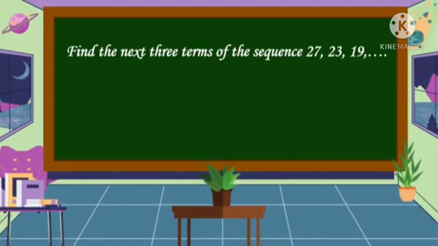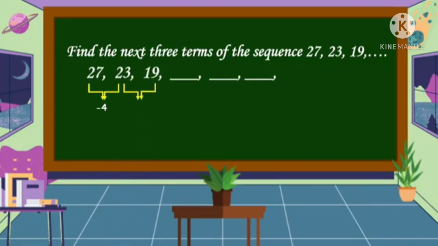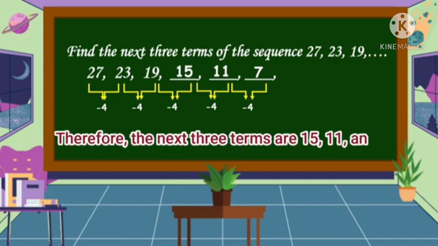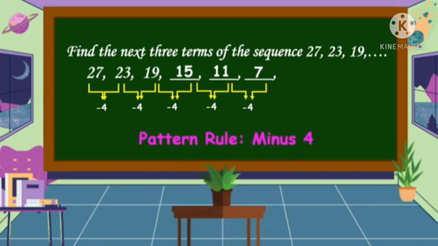Find the next 3 terms of the sequence 27, 23, 19, and so on. So for 27 to 23, the pattern is minus 4. 23 to 19, the pattern is still minus 4. So 19 minus 4, the answer is equal to 15. 15 minus 4, the answer is equal to 11. 11 minus 4 is equal to 7. Therefore, the next 3 terms are 15, 11, and 7. The pattern rule is minus 4.